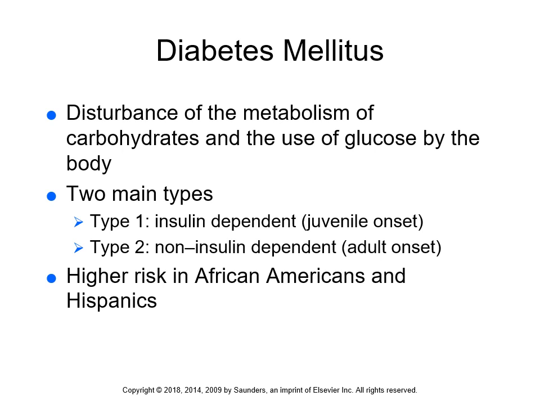Diabetes mellitus is a disturbance of the metabolism of carbohydrates and other nutrients and the use of glucose by the body. There are two types of diabetes. Type 1 diabetes occurs when the beta cells of the pancreas stop secreting insulin. Insulin is needed to transport glucose across the cell wall. Type 1 diabetes usually develops at an early stage.